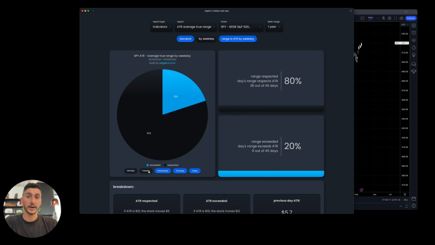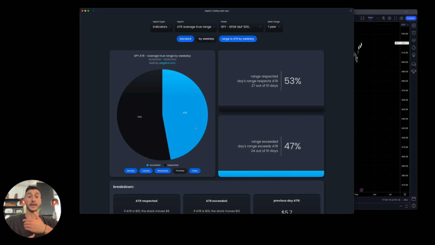Then you go into the rest of the week. You can see that Thursdays actually are the days that have these bigger moves that exceed ATR 47% of the time. So these are days where you hold on to your winners, you hold on to some runners because the moves are bigger. These are days where you can set your profit targets a bit further out. That's all for options buying.